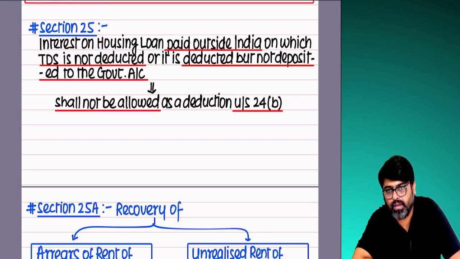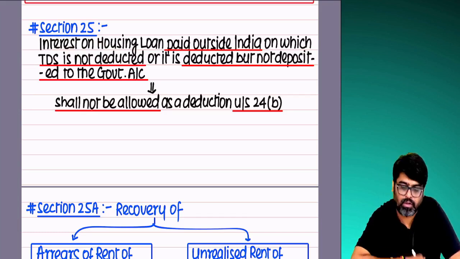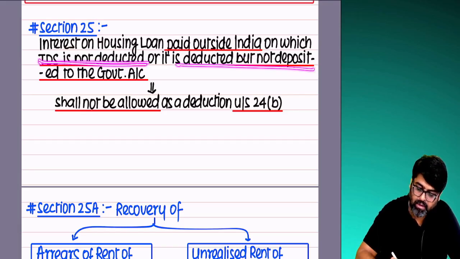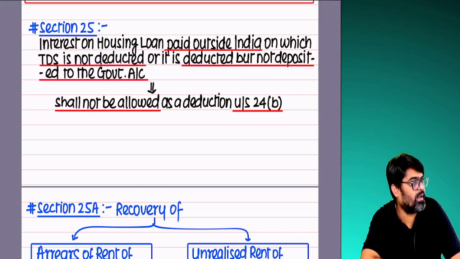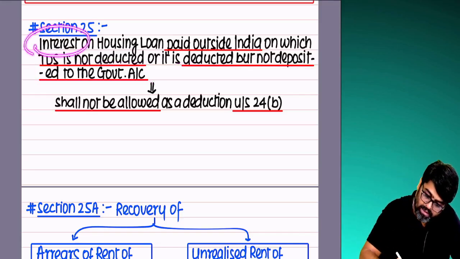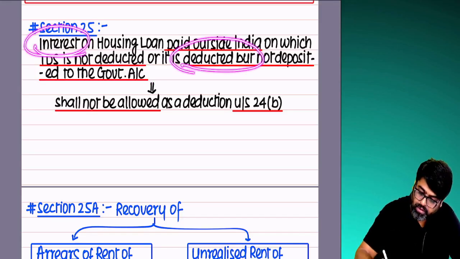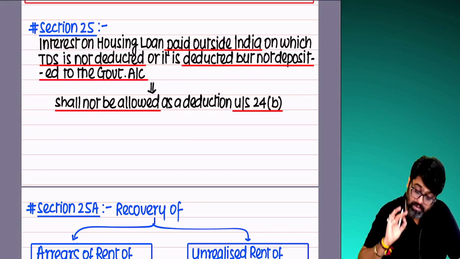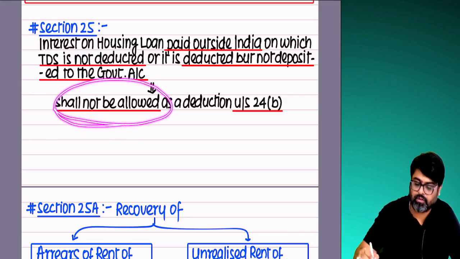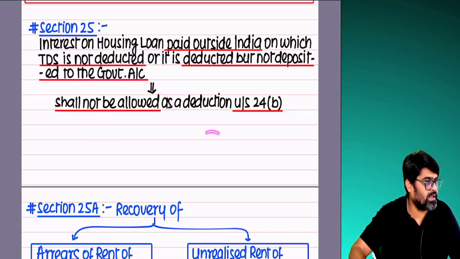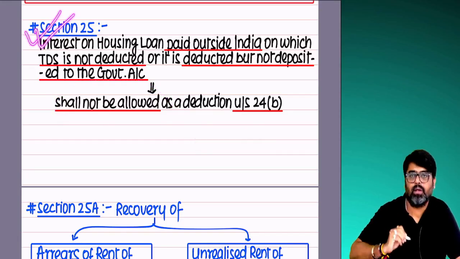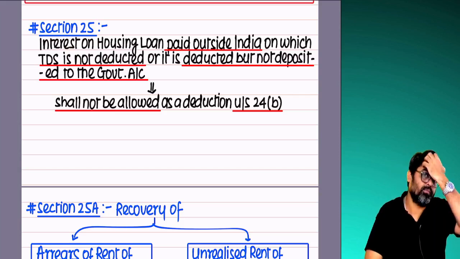Will you remember this? Any interest on housing loan which is paid, on which TDS is not deducted, or is deducted but not deposited to the government account, yes or no? That entire interest will be disallowed, and will not be allowed as a deduction under section 24B. Where is it written? It is written in section 25. Will you remember this? Sure.